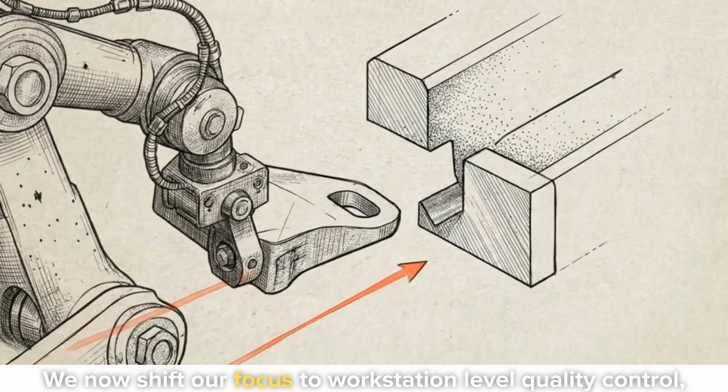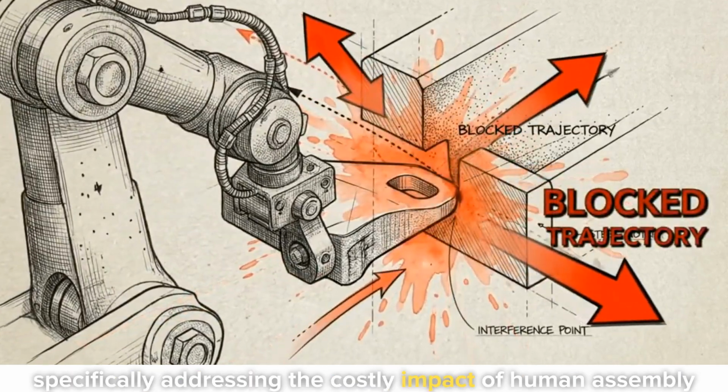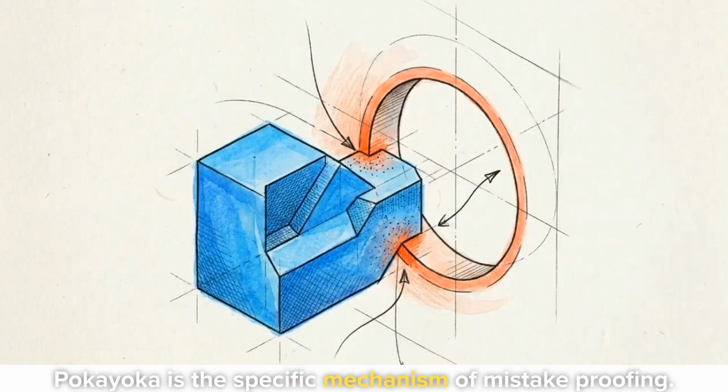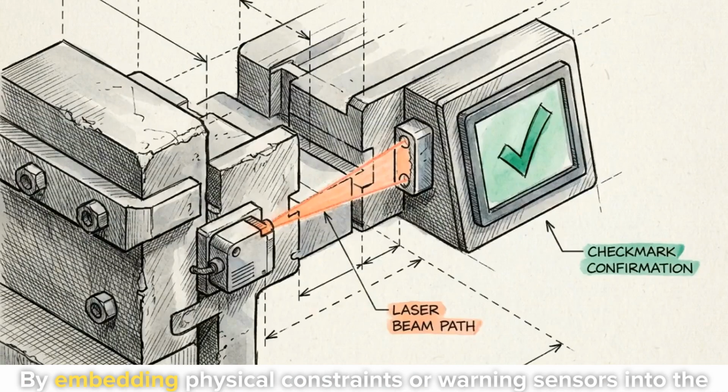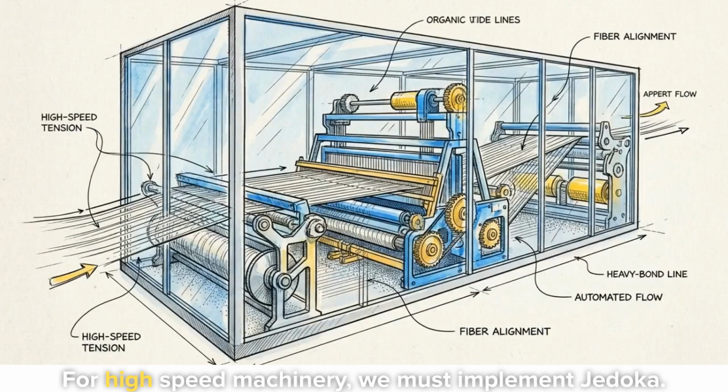We now shift our focus to workstation-level quality control, specifically addressing the costly impact of human assembly errors on the line. Poka-yoke is the specific mechanism of mistake-proofing. By embedding physical constraints or warning sensors into the fixtures, we can prevent errors and drive defect escape rates towards zero. For high-speed machinery, we must implement Jidoka.